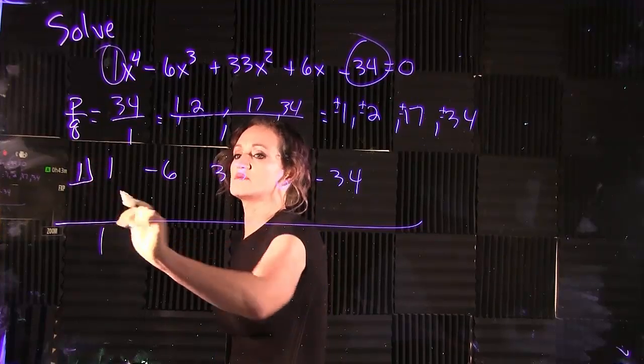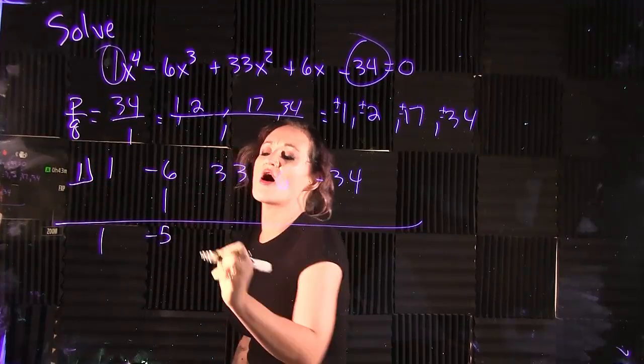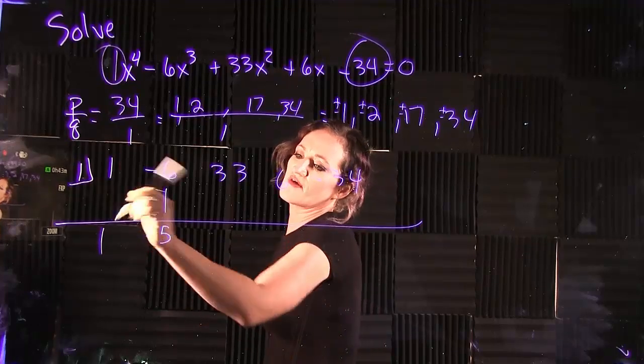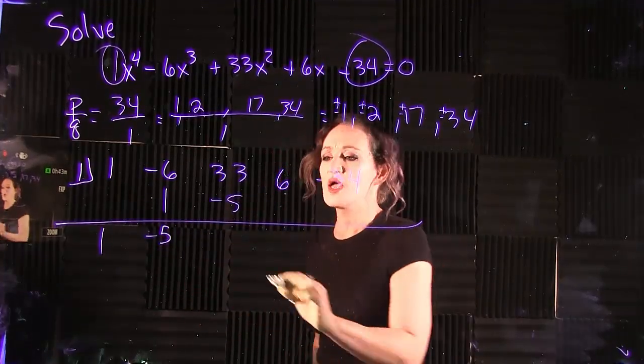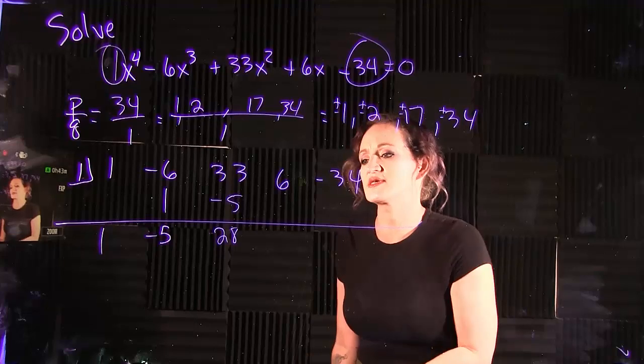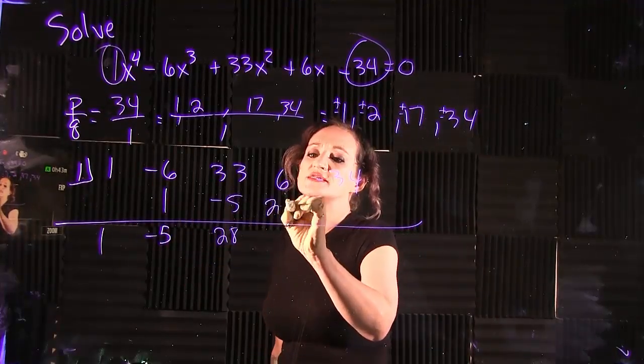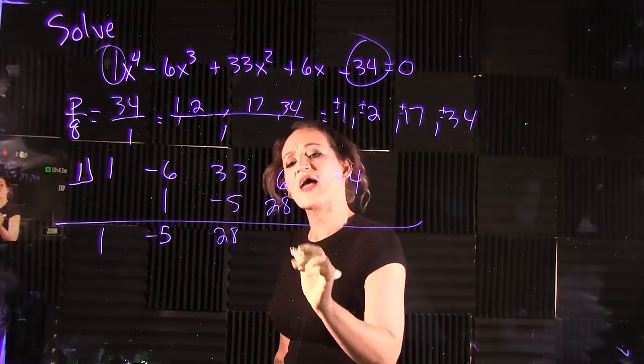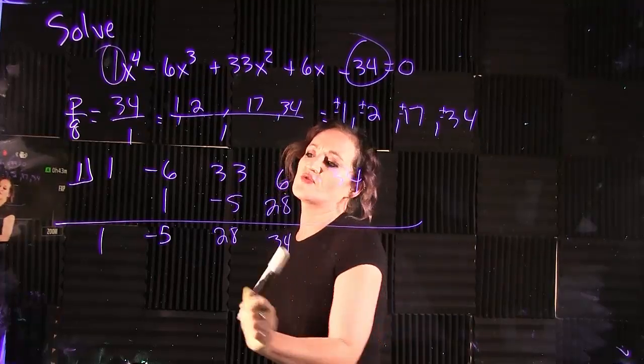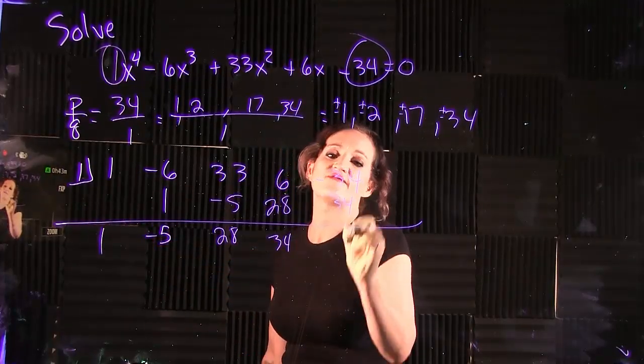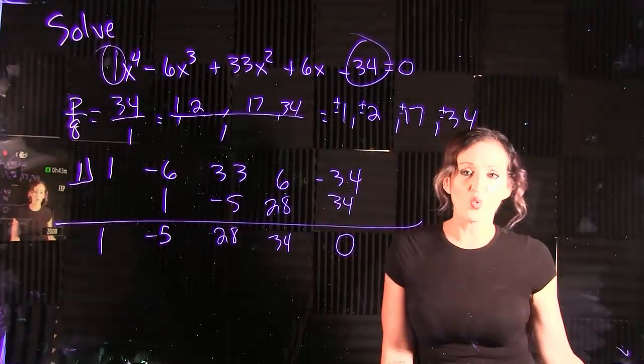1 times 1 is 1. When we add that column, we get negative 5. Negative 5 times 1 is a negative 5. When we add that column, we get a 28. 28 times 1 is a 28. When we add that column, we get a 34. 34 times 1 is 34. And when we add that column, we get a 0.